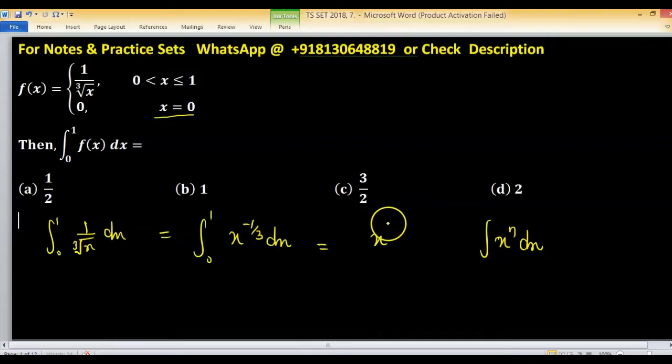We will have x raised to the power 2 upon 3, and take 3 upon 2 outside. The limit is from 0 to 1. After putting the lower and upper limit, we have 3 upon 2. 3 upon 2 is in option C, so option C is the right one.